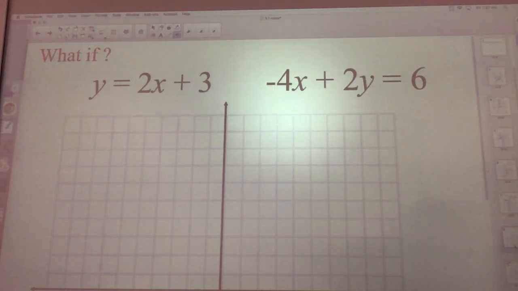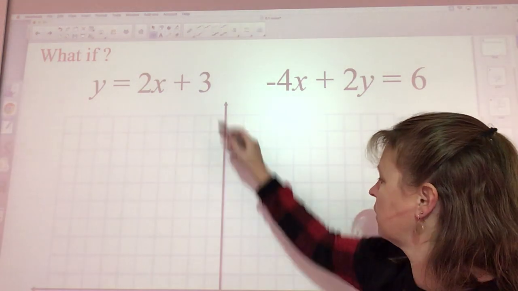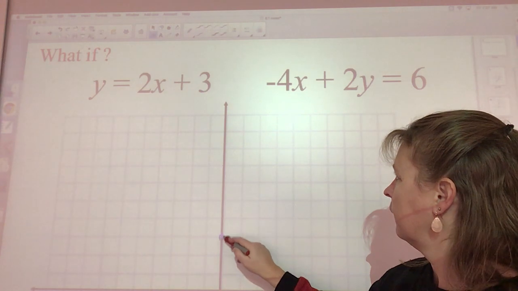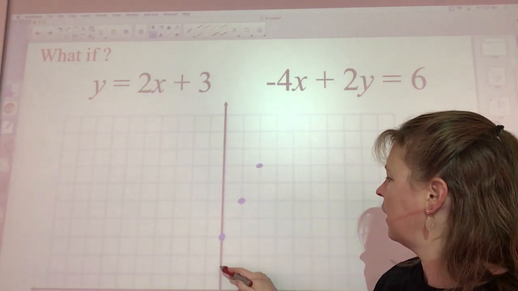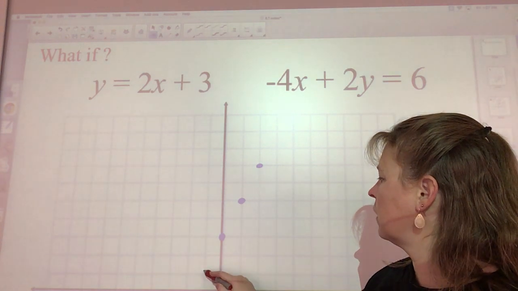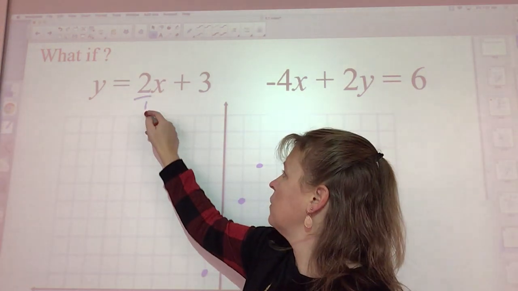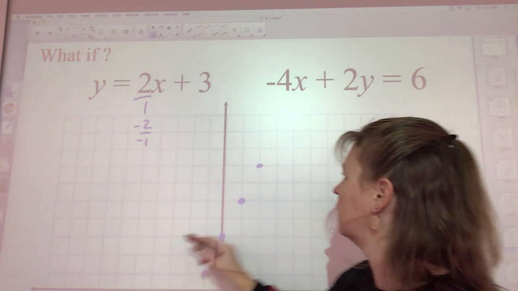Here's another what if. First line is all set and ready for us. We're going to start up 3 and then go up 2 over 1, or down 2 left 1. Draw your line.